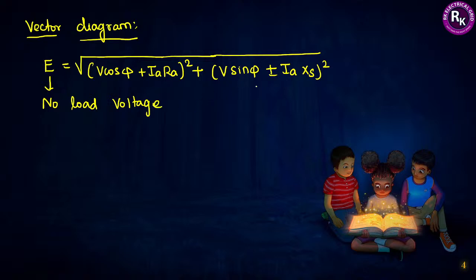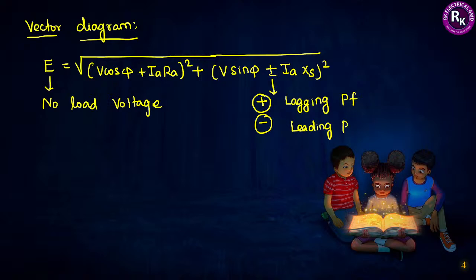Here, if you observe, I have put two signs, one is plus and another one is minus. Why are we keeping these two signs here? What is the purpose? They are actually talking about the power factor at which our alternator is being operated. If your alternator is being operated at a lagging power factor, then you have to use plus. If you are operating the alternator at a leading power factor, then in the formula you must keep minus.